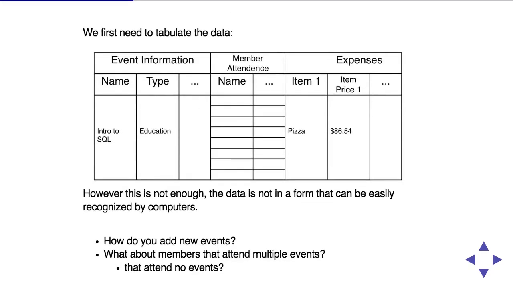So first, we need to tabulate the data. We have event type information, members, and attendance. The data is not in a form that's easily recognizable by computers here. How do you add new events? How would that work? And what about members that attend multiple events? You have duplication here quite often, and also members that attend no events. Some people don't attend events.